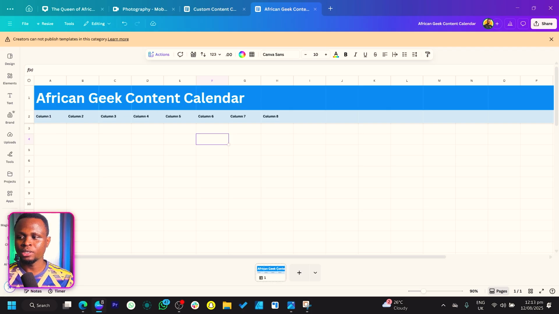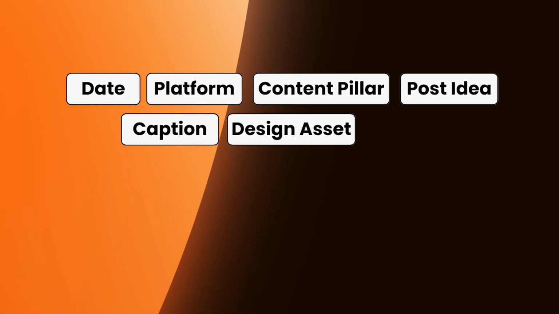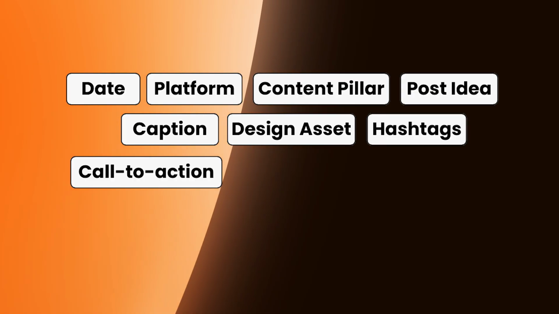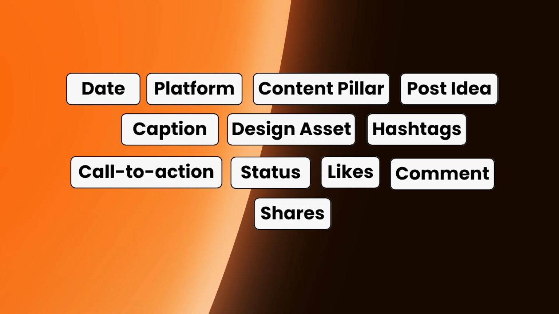Very, very sweet. So for content calendars, there are a few columns you need just to make it fully fledged. Some of the columns you'd actually need: the date, the platform, content pillar, post types, the post idea, caption, the social media design, hashtags, call to action, the status, if it's published or not, likes, comments, shares, just to be able to track your analytics. So these are the columns we are going to be building out for our content calendar.